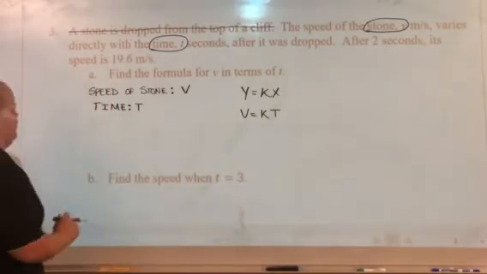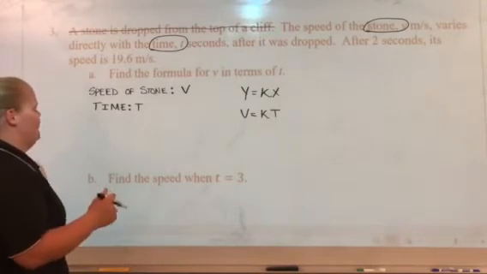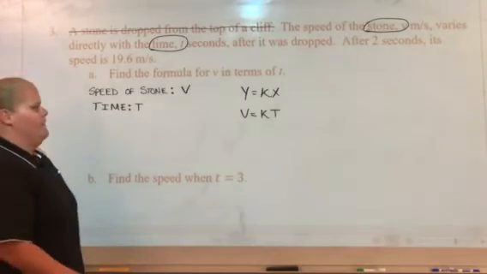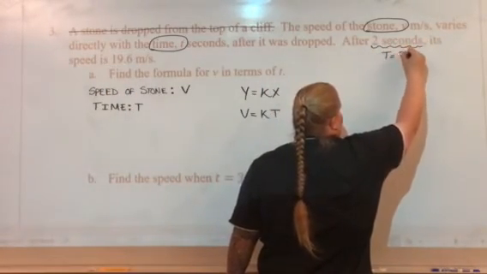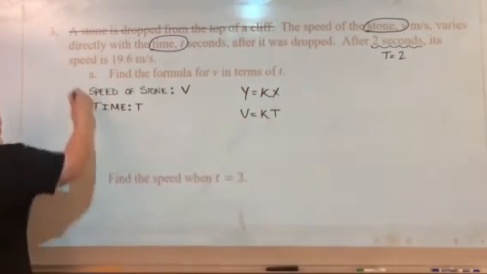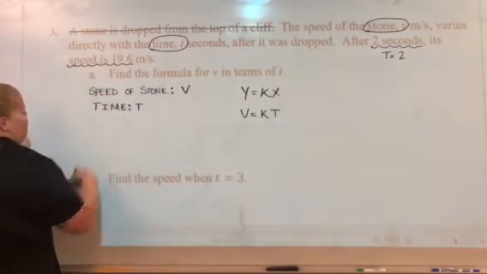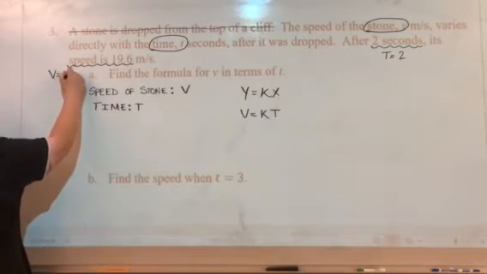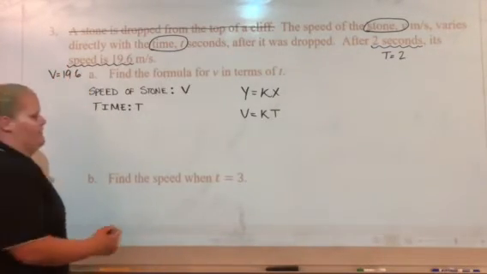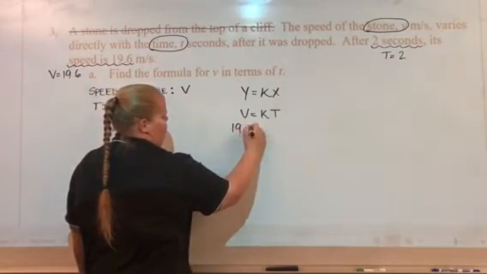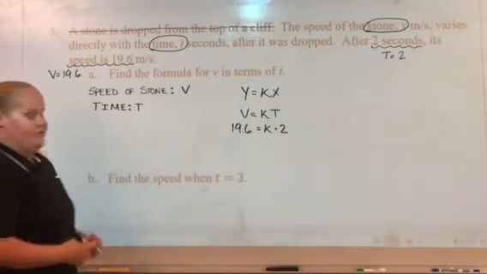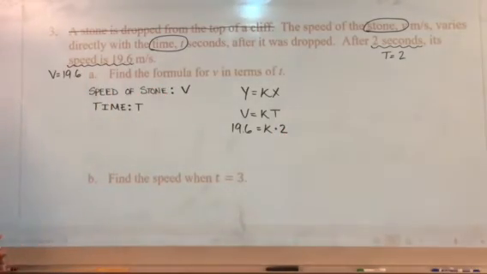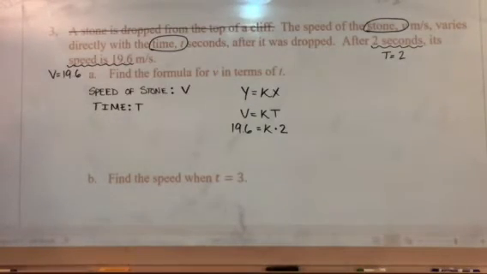So it says after 2 seconds, its speed is 19.6 meters per second. Okay, after 2 seconds. So that means t equals 2, and the speed is 19.6. That means v equals 19.6. So I'm going to go ahead and plug those things in. 19.6 equals k times 2. To solve for k, what I would do is divide 19.6 by 2. I would try and get k by itself.